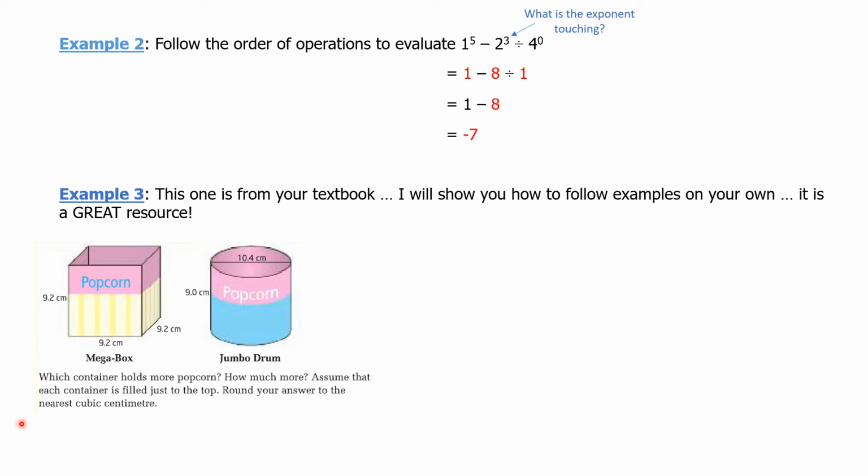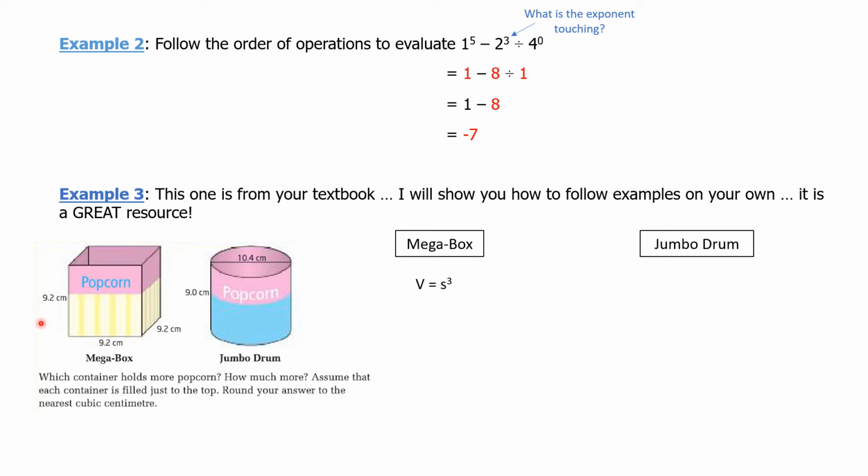So I want you to think right now, am I asking for area or volume or surface area here? Which one holds more? Volume, right? So we're looking for volume. We're going to compare the two of them, mega box and jumbo drum. So we need formulas. Mega box, look at these dimensions here. It's 9.2 by 9.2 by 9.2. So the picture doesn't look quite like a perfect cube, but it is. These dimensions are all exactly the same, so it's a cube.